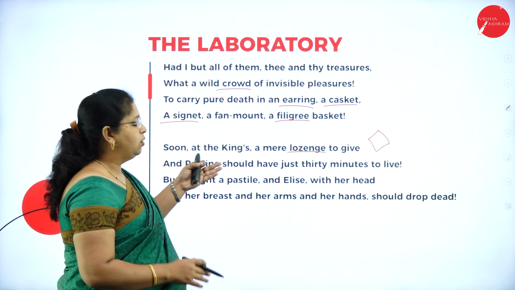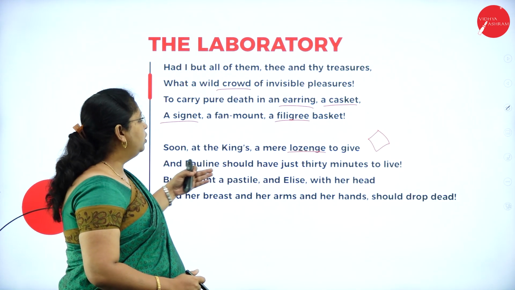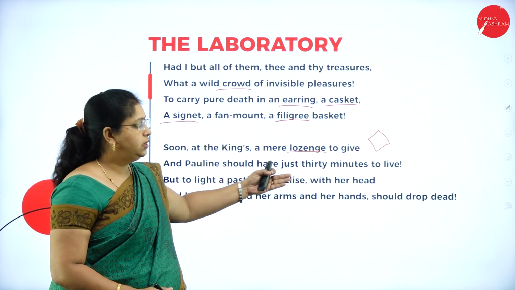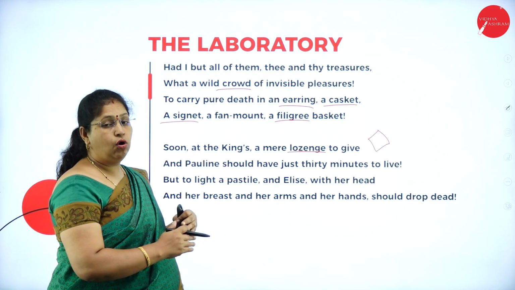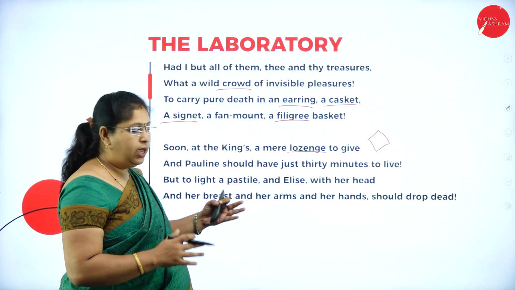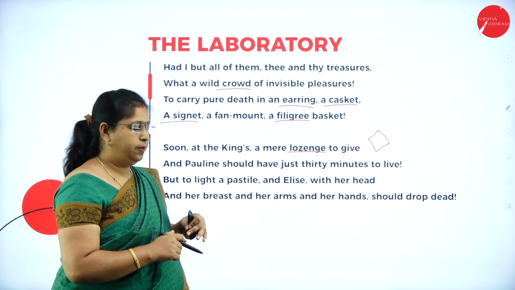Okay. Pauline, all the people who were the followers of Saint Paul would have come there within 30 minutes to live. So before 30 minutes she dies, all these people would come, even she would be one among the people standing in the rhombus shape. Okay.